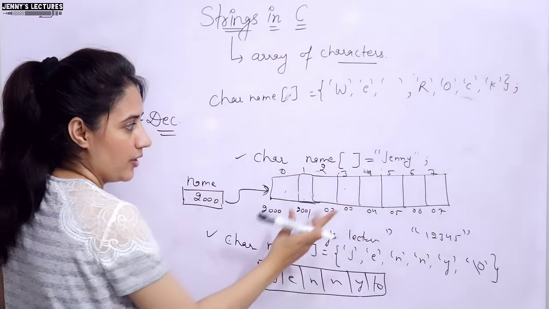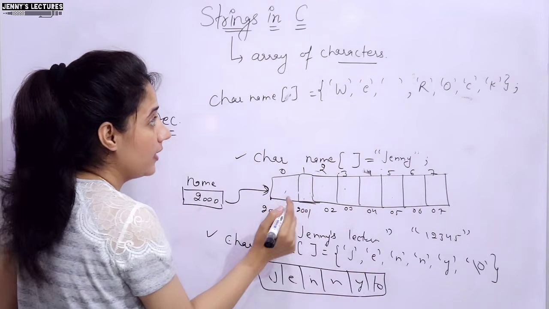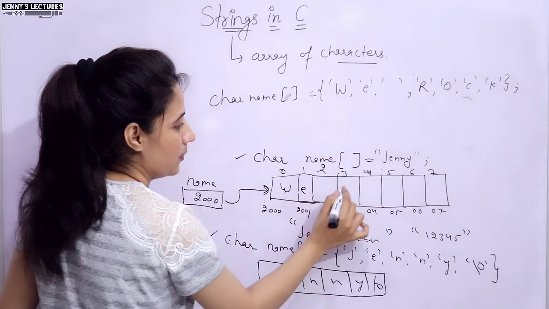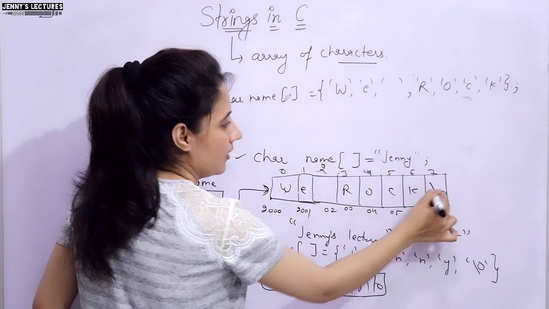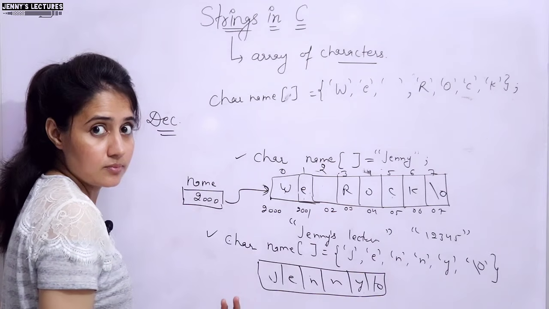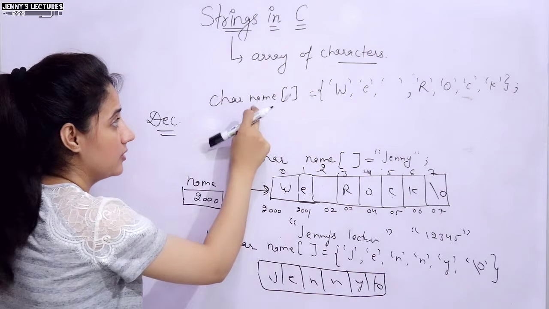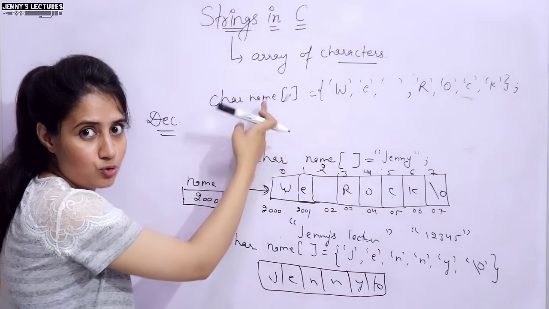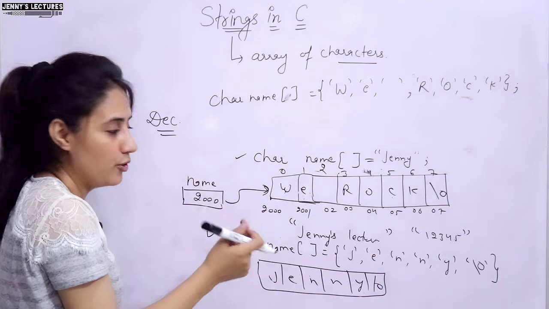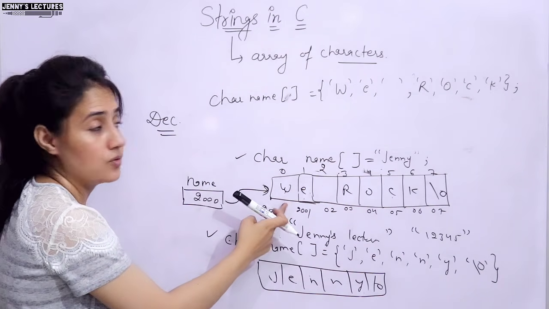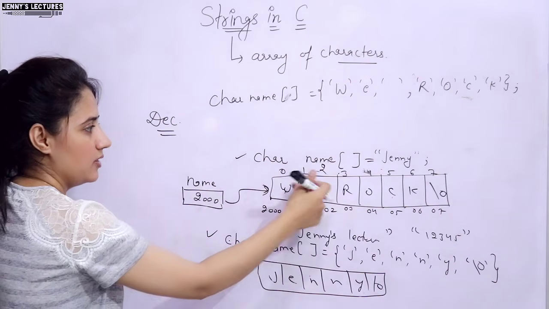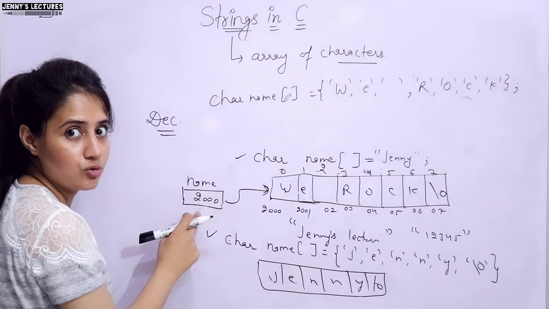So index would be 0 to 7. 8 bytes should be allocated, and here we store V, then space, rock, and null. I guess you got it. And this address would be stored in this name, I mean the string name. So the string name is considered as a pointer to the first character of the string, right? So we can access the string using this pointer also.